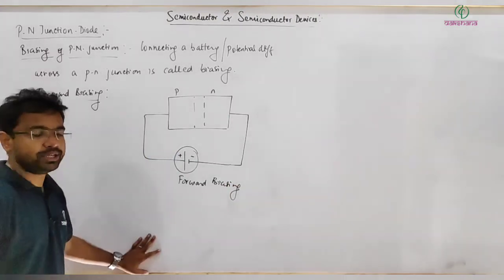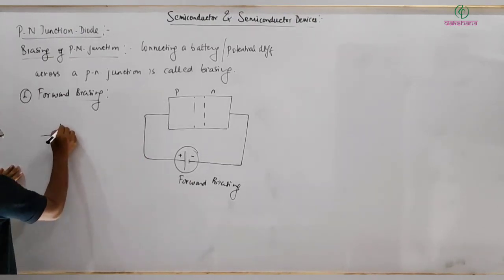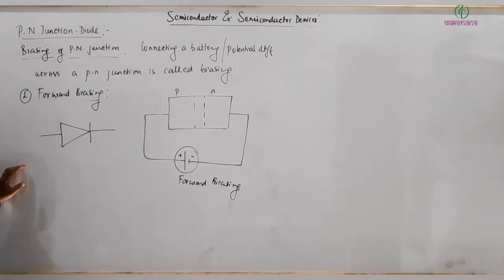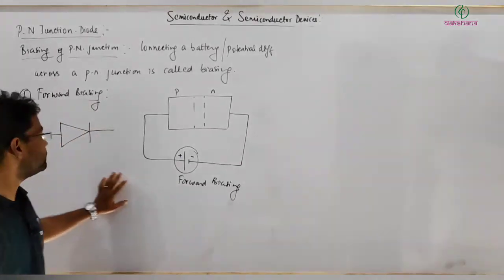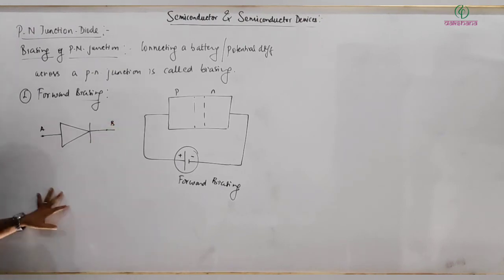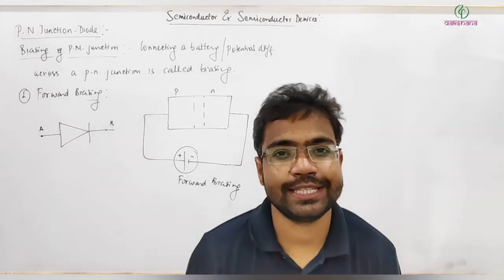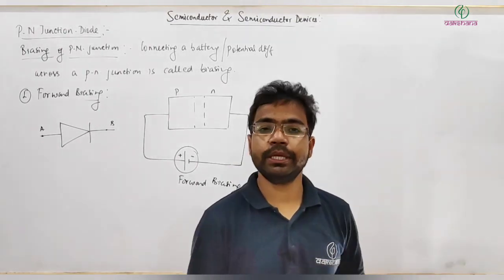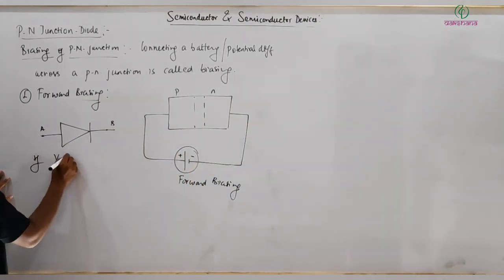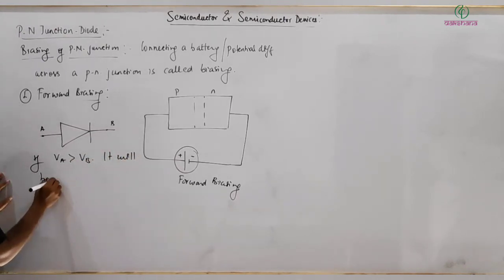You must understand that if I draw a p-n junction like this, this is also forward bias. Another possibility: here I am marking this as terminal A and this as terminal B. The point is that if the potential of terminal A is higher than the potential of terminal B, then it will always be forward biasing. If VA is greater than VB, it will be forward bias.